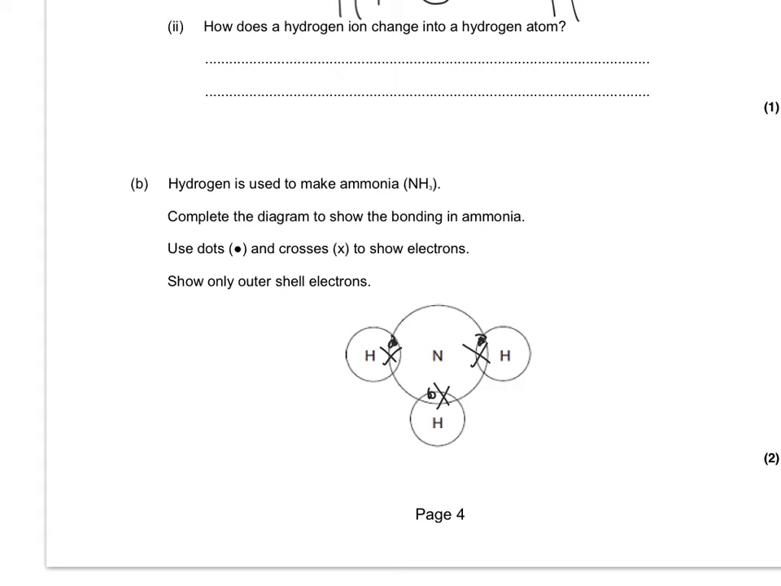But that's only 3 of the 5. So the 4th and the 5th one are actually going to be in a lone pair as well. Make sure you've included the pairs which make up the bonds, and they're drawn in the overlap here. And don't forget this lone pair as well, so the 2 electrons that make it up to 5 electrons in the outer shell of nitrogen.